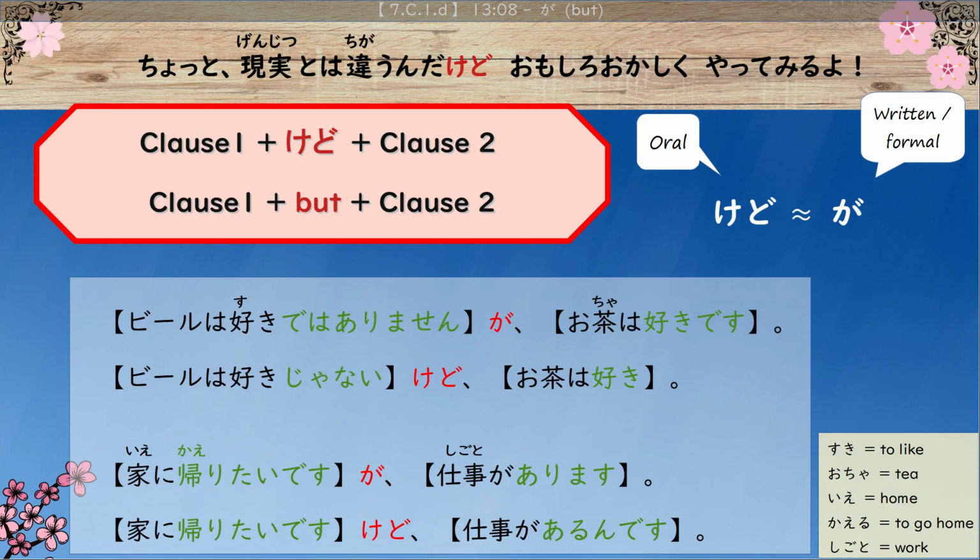So basically, the point is that ga and kedo, you can translate them the same way. There is a difference concerning the language level between the two of them. For the moment, you just have not to be disturbed by having biru wa suki janai instead of biru wa suki de wa arimasen. If right away you know that it's like the same meaning, it's just that it's spoken language or written language, then it's fine.